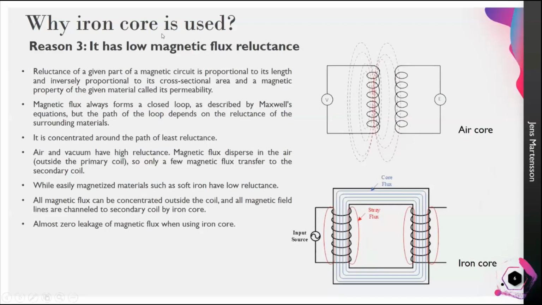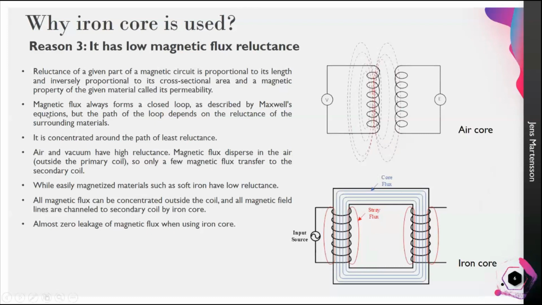Lastly, iron core has low magnetic flux reluctance. Magnetic flux reluctance is just like a resistor that resists the flow of magnetic field lines. So magnetic reluctance is inversely proportional to the permeability, as we mentioned in the first reason.